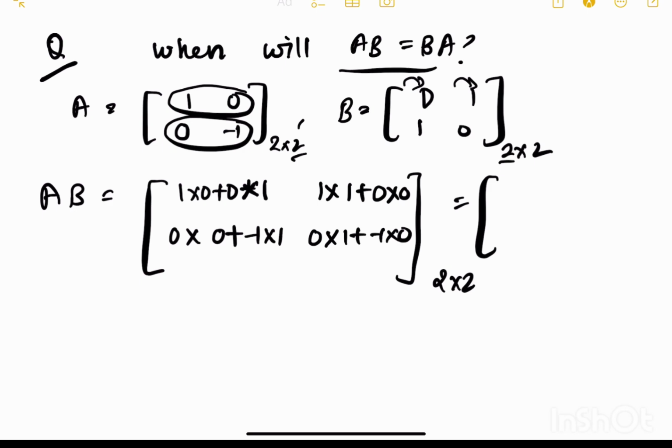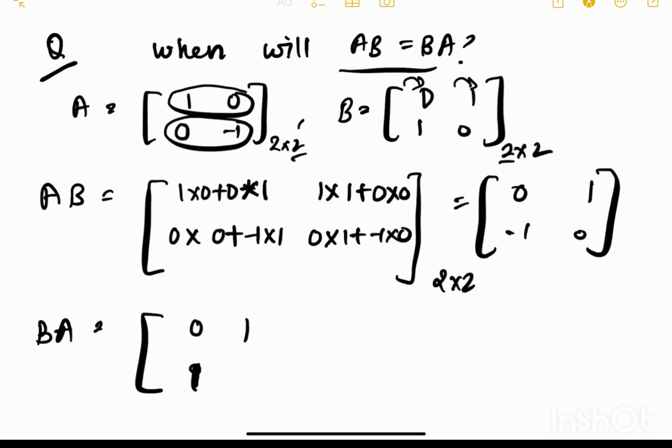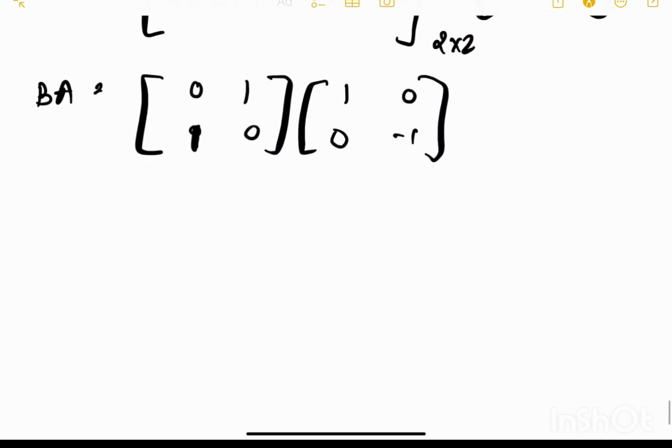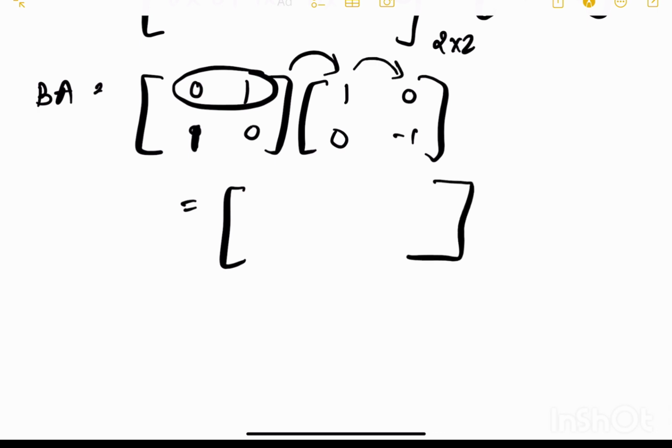What is this? My AB will come out to be this. Okay, now let us calculate BA. BA will be, now the order has changed, so I will write my BA as this. I will pick up my first row and I will just multiply my consecutive columns in my matrix B. Matrix A, like this is my matrix A now. 0 multiplied by 0 plus 1 into minus of 1, 1 into 1 plus this is 0 into 0.